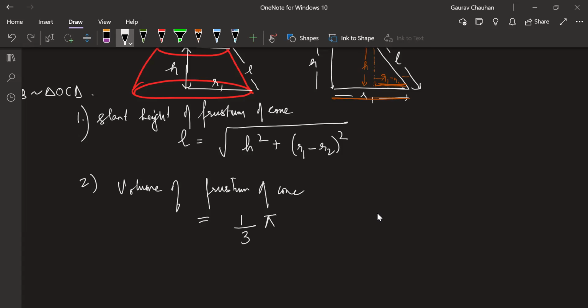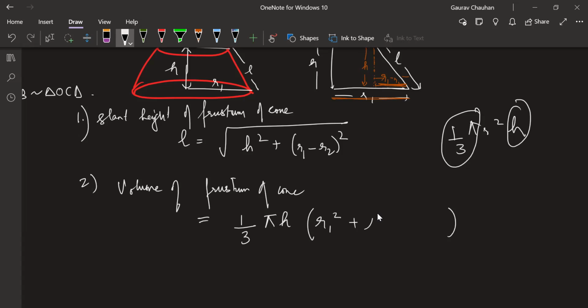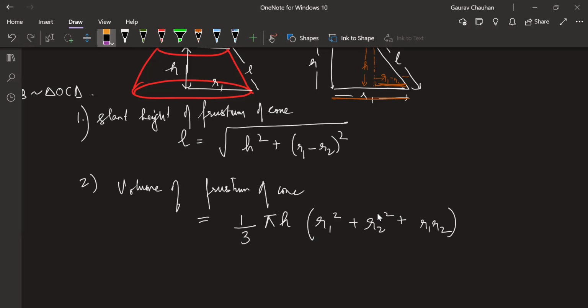One by three. Normally the cone is what? One by three pi r square h. So this much part you write as it is: one by three pi h, then a bracket. In place of r square, we'll get something else: R1 square plus R2 square plus R1 R2. Here R1 into R2 is two dimensions multiplied, like the three dimensions. Everyone okay with this formula? There is a way of derivation, but we are not going into that. Remember the formula and all frustum problems you will be able to solve.